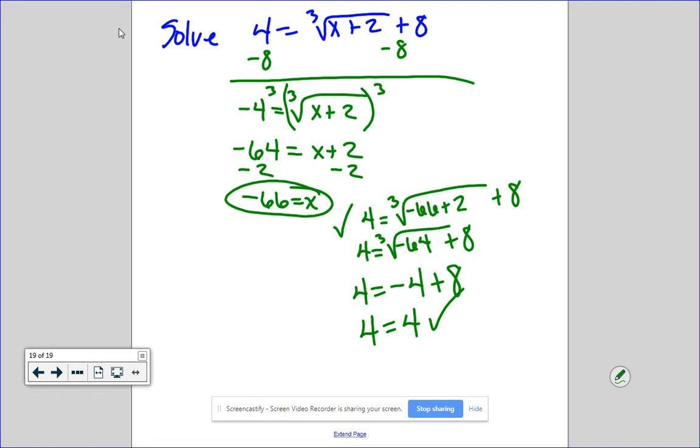Okay, did everybody get x equals negative 66? All right, excellent. We will pick up there on Monday.